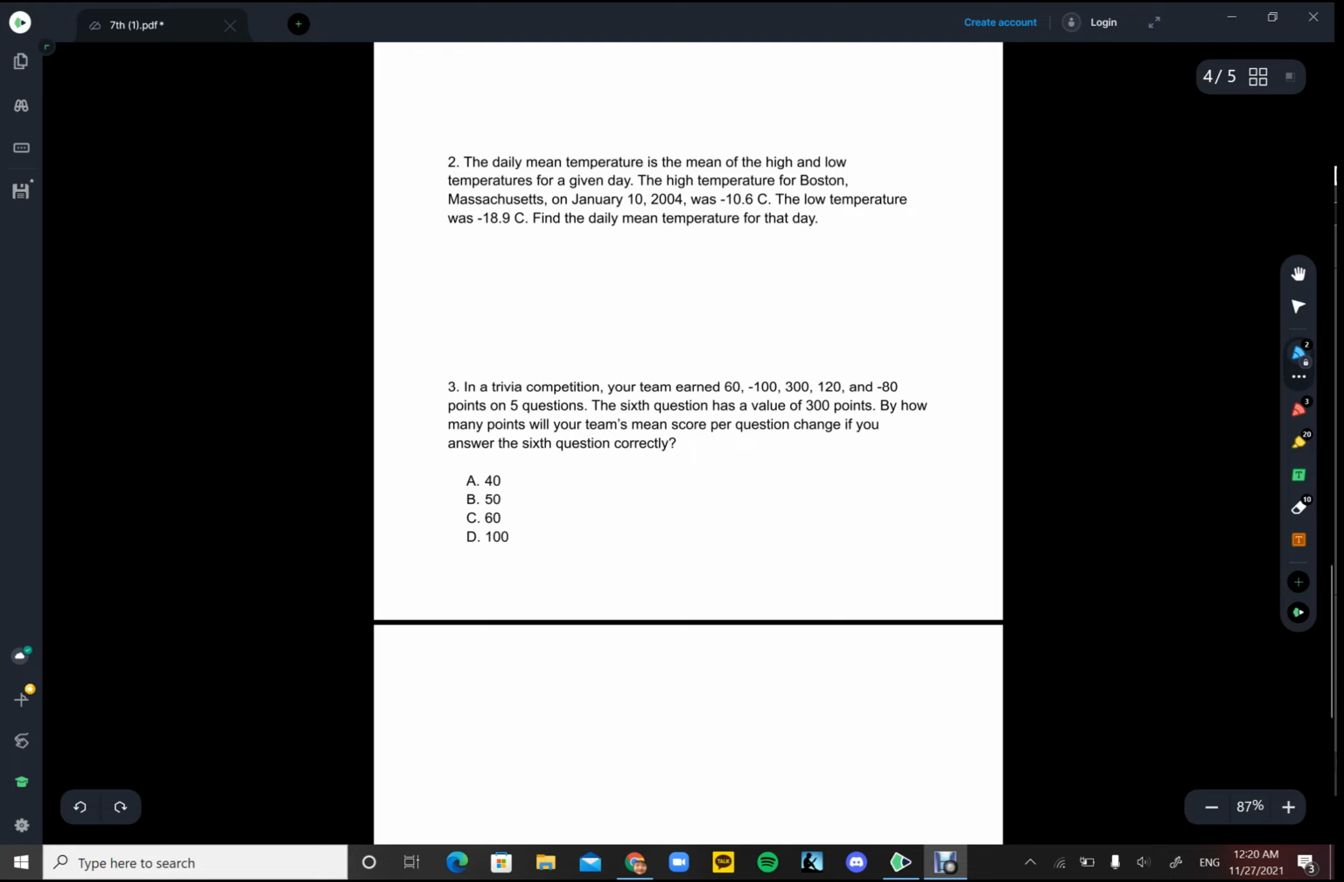So, first you would start off with finding the mean of all of the scores. In order to do that, you add all of the numbers, which would be 60 plus 300 plus 120 plus negative 100 plus negative 80.